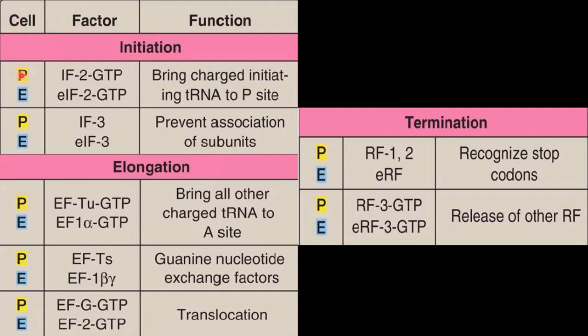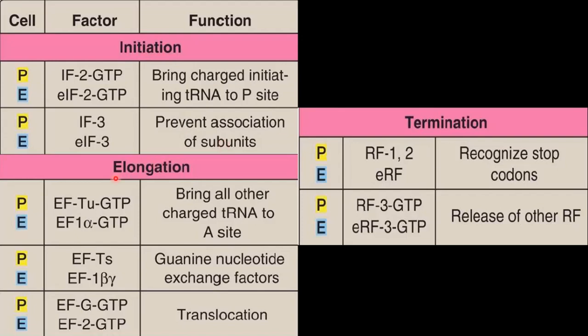Here we have a step. It is either P for prokaryotic, E for eukaryotic, then the factor itself and its function. Now, which factors are required for initiation? We have initiation factor 2 and eukaryotic initiation factor 2. Both are bound to GTP. Both bring the charged initiating transfer RNA to the P site, and it is the only one which is brought by an initiation factor. Then you also require initiation factor 3. Here E means eukaryotic initiation factor 3, and they prevent the association of the two subunits of the ribosome.